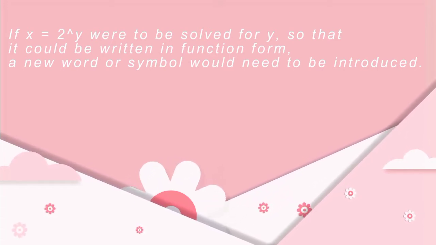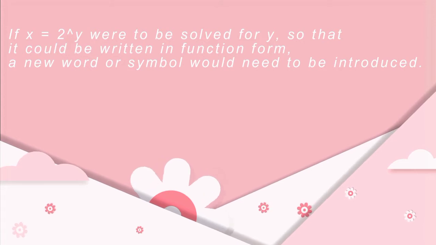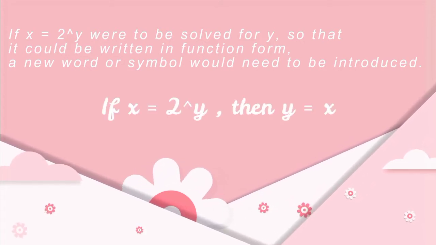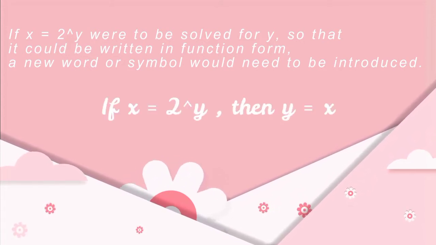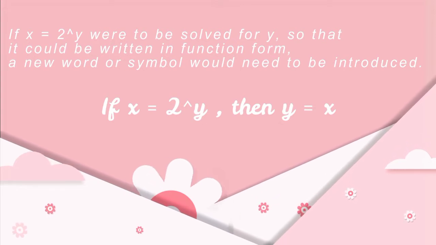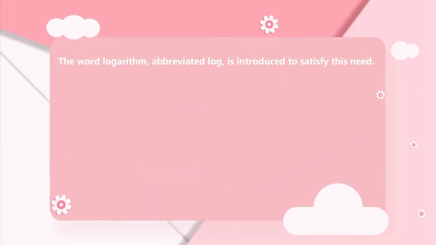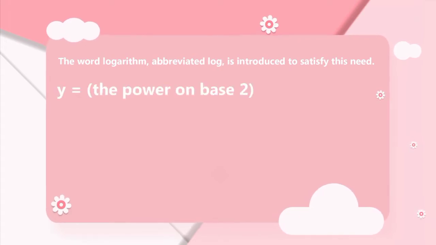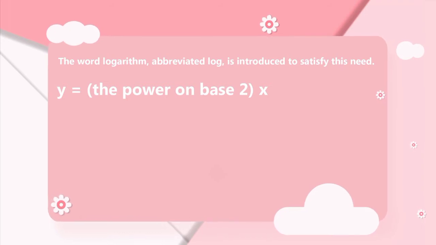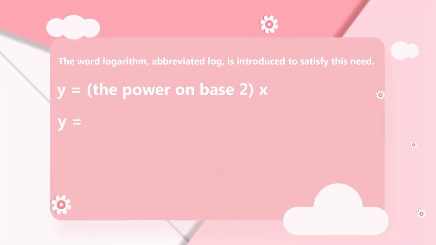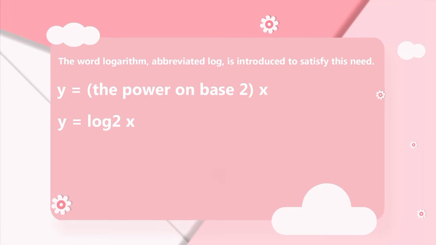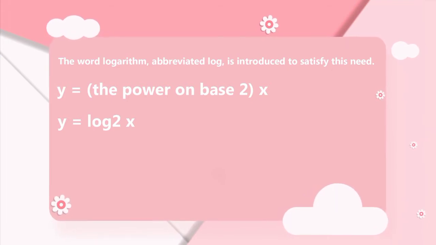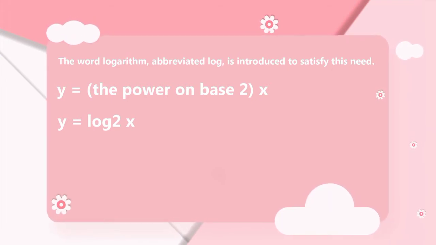If x equals 2^y were to be solved for y, so that it could be written in function form, a new word or symbol would need to be introduced. If x equals 2^y, then y is the power on base 2 that equals x. The word logarithm, abbreviated log, is introduced to satisfy this need. This equation is rewritten as the given one, and it is read as y equals the logarithm of x base 2, or y equals the logarithm base 2 of x.